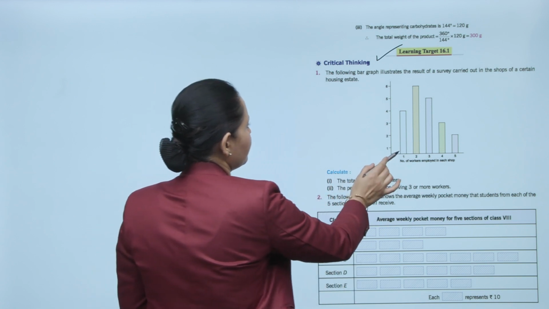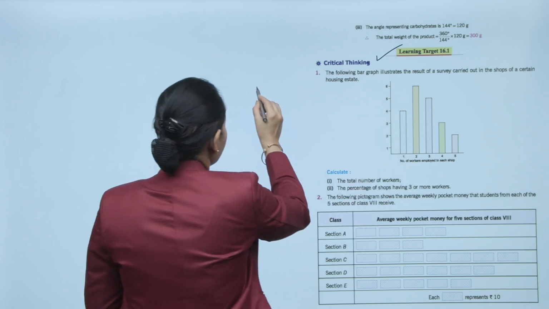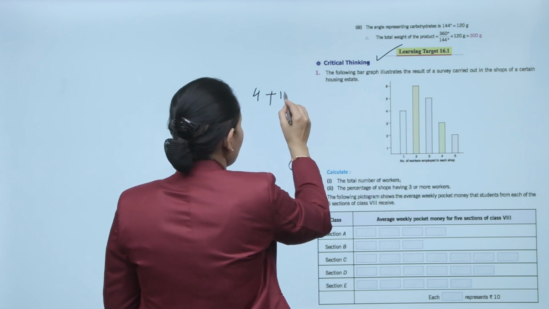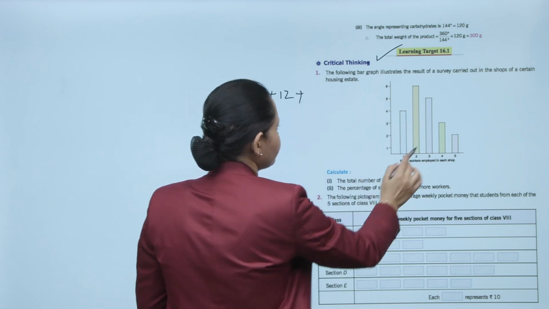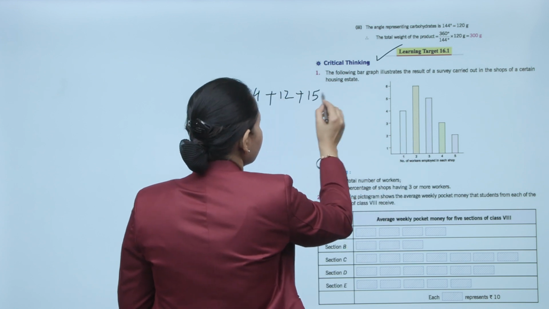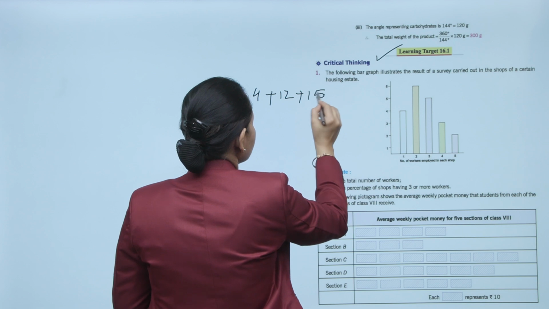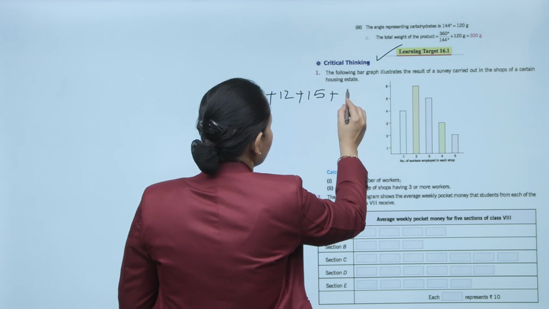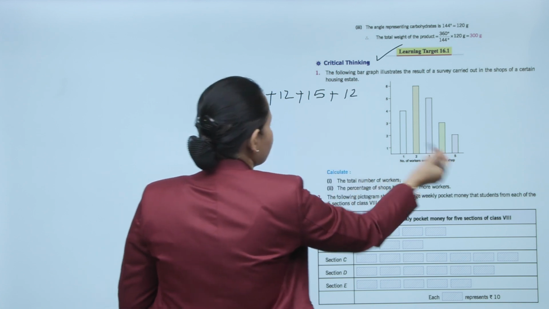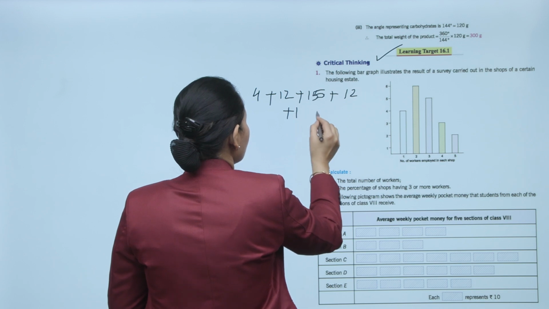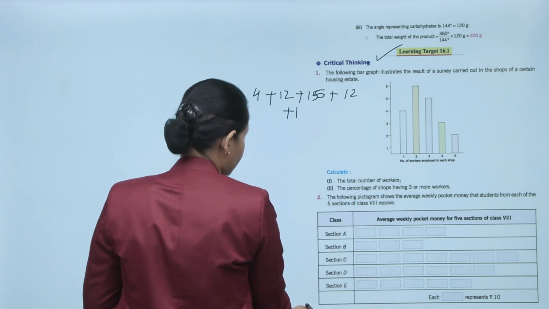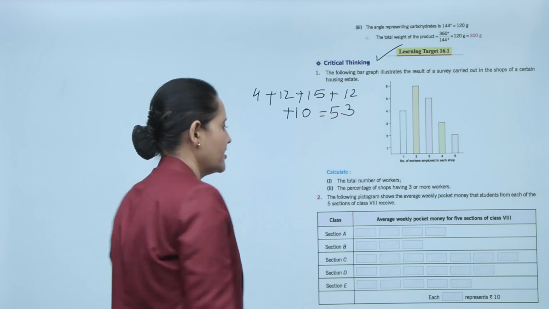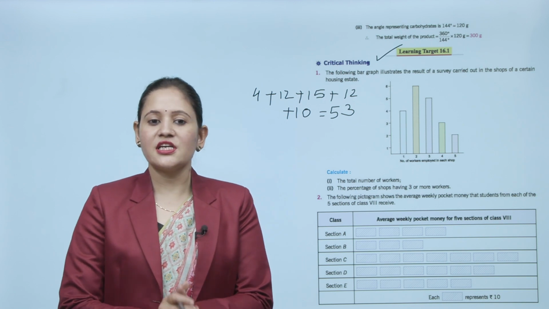Total number of workers हो जाएंगे, फर्स्ट में ये 1 इंटू 4 दैट इज 4 प्लस 2 इंटू 6 दैट इज 12 प्लस 3 इंटू 5 दैट इज 15 प्लस 4 इंटू 3 दैट इज 12 प्लस 5 इंटू 10, सो टोटल हो जाएंगे 53. क्लियर? सो ये आ जाएंगे टोटल.